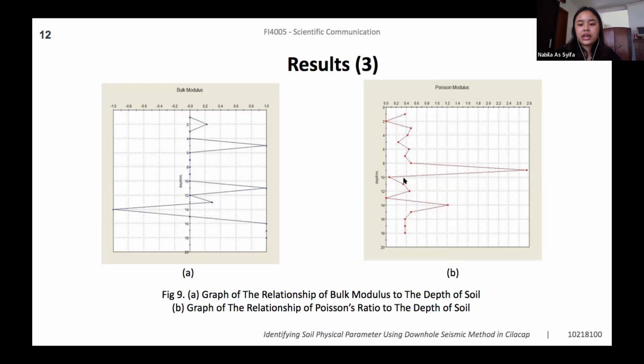While in 9 meters and 14 meters depth, the value is above 1, which indicates that the soil layer is sand. And lastly, for the depth of 10 to 13 meters.